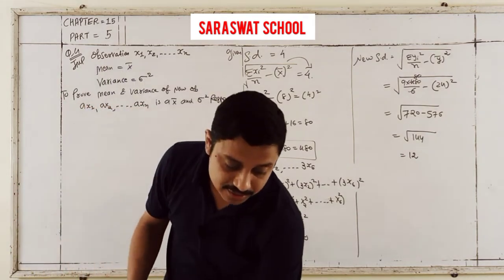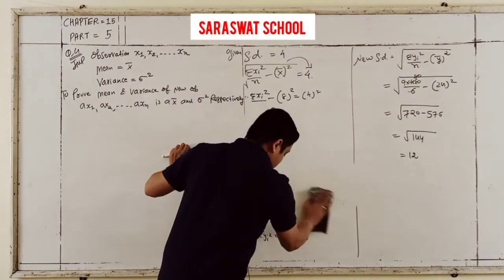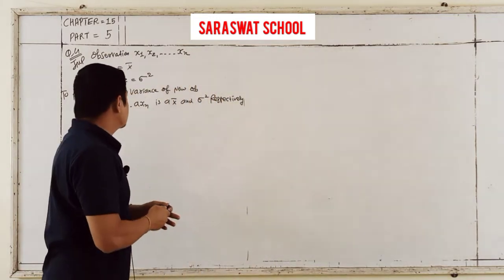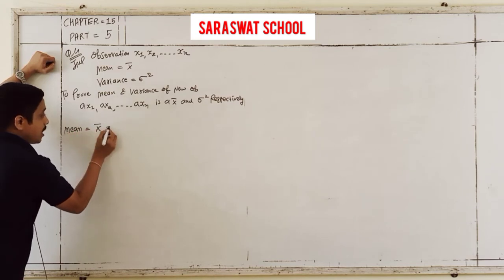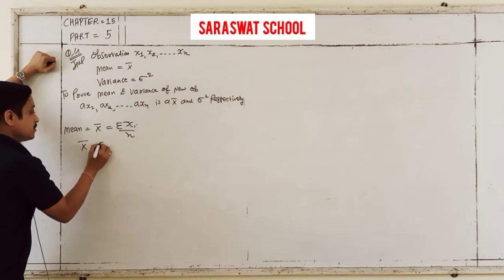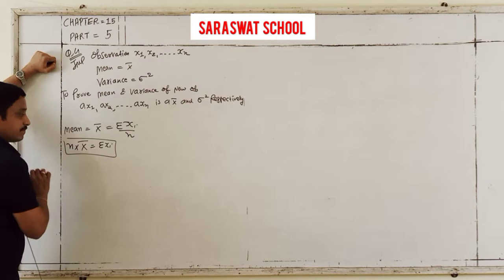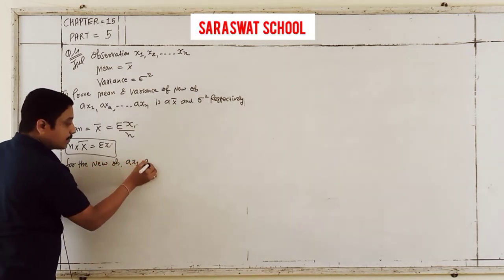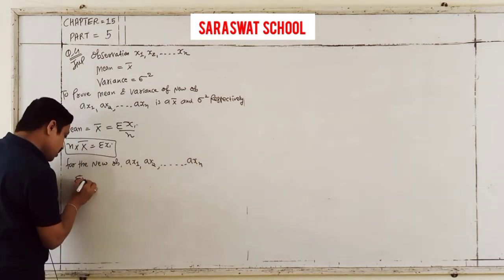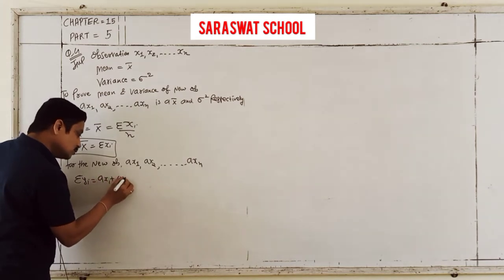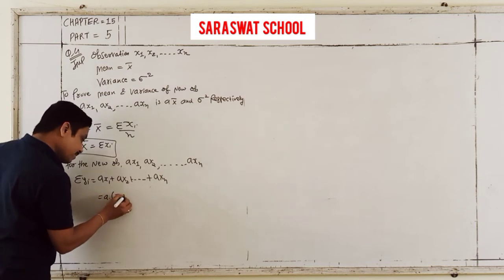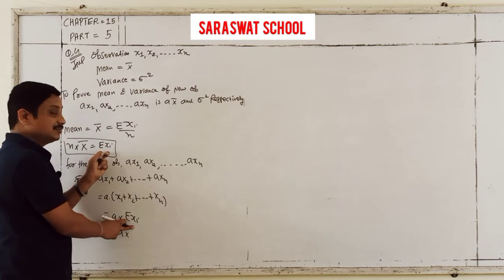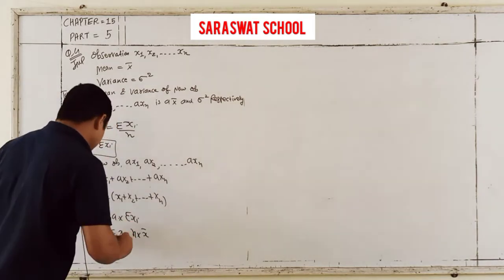That is the target. It means questions 3 and 4 are indirectly the same solution, but here the total number of observations given is n. So I start with the mean: x bar equals sigma xi by n, so sigma xi equals n into x bar. Now for the new observations ax1, ax2, axn, what is sigma yi? The summation of all ax1, ax2, taking a common, is a times sigma xi. And, students, I know the value of sigma xi is n into x bar. It means the new mean is also ready.